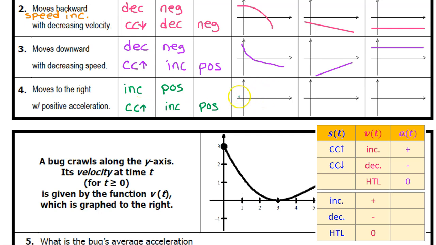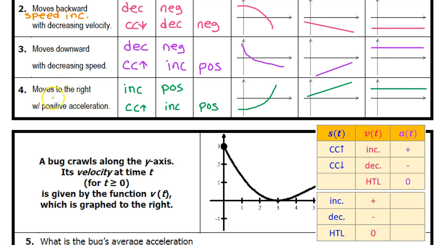That's enough to draw. We need to draw a position so that it is increasing and concave up. So something like this. The velocity must be positive and increasing. So this would work. And acceleration is positive. So I'm just going to do this.